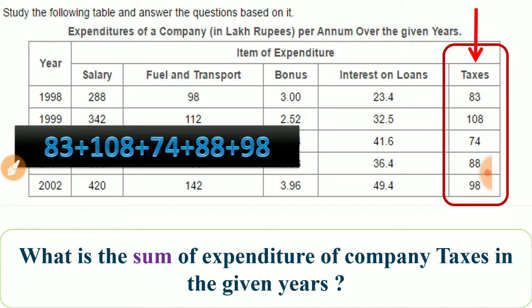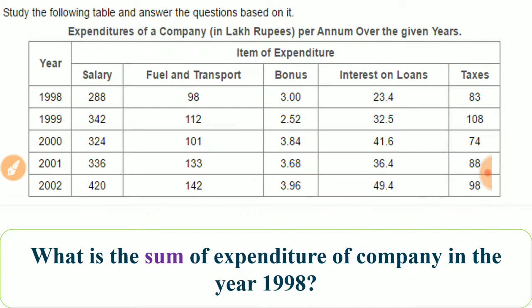From top to bottom we have to add it, because top to bottom is the number of years, right? So the answer is what? If you add it, we get 451. So 451 is the sum of expenditure this company spent for taxes in the given years. I hope this question is very simple and straight. It's a very easy one. Let's move to the next question.